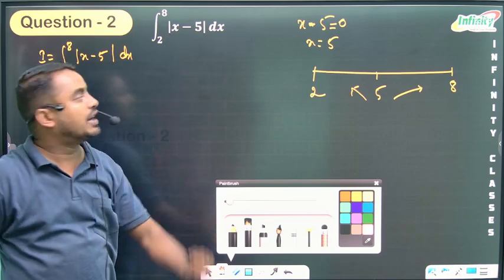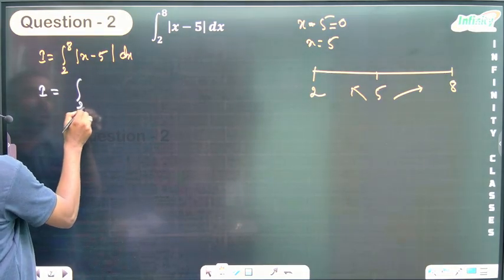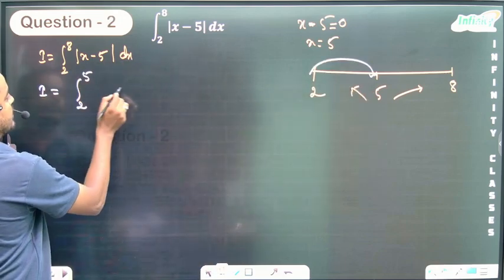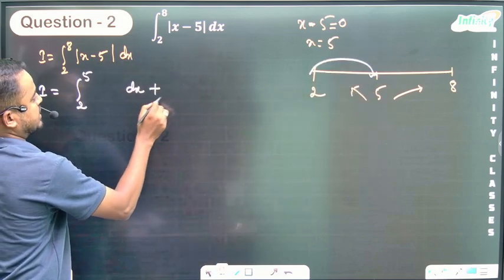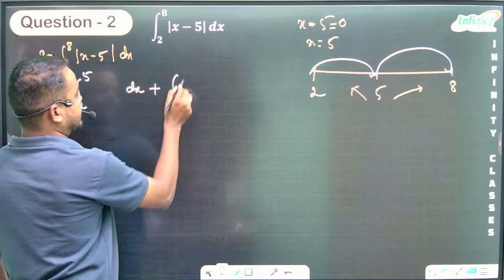Now see, applying the concept of this one, I is equal to integration of 2 to 5 dx plus 5 to 8 dx.